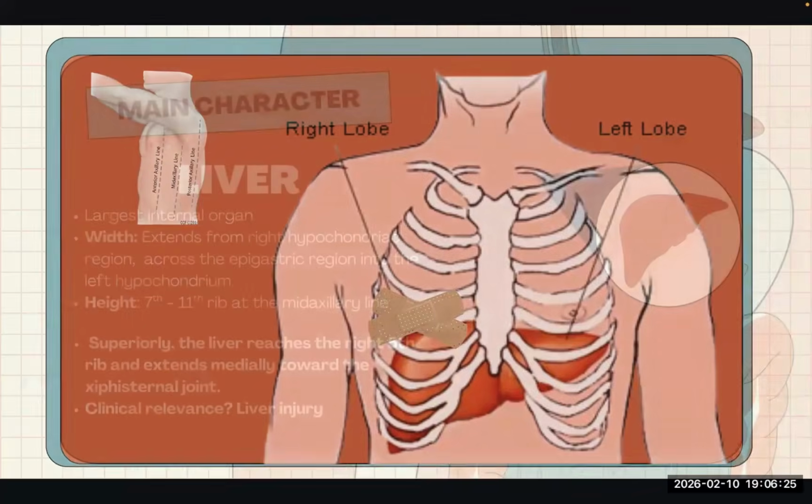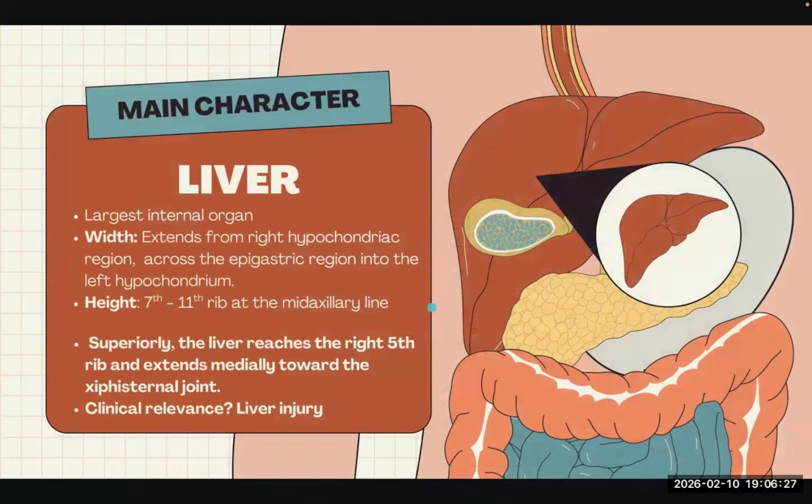All right. So again, this is everything that I mentioned. The liver is the largest internal organ. Width-wise, it starts at the right hypochondrium, goes across the epigastric into the left hypochondrium. Height-wise, it starts at the 7th rib all the way to the 11th. But the highest part starts at the 5th rib. And why is that important? Because of liver injury.